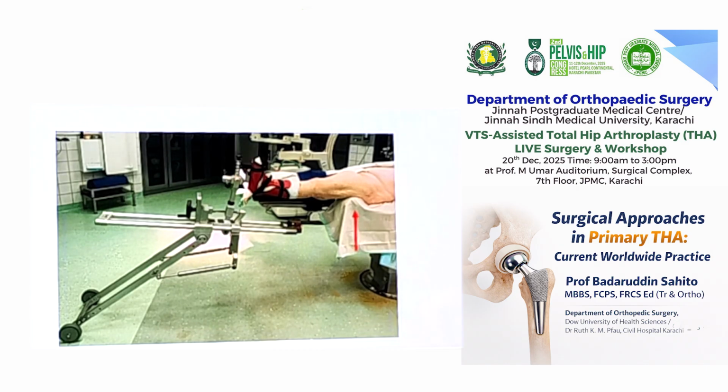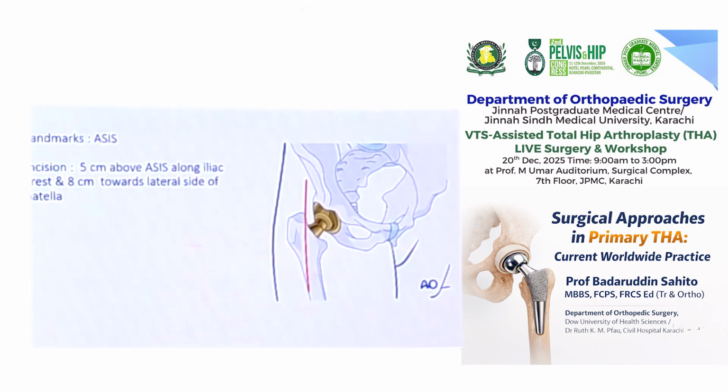So they do it, and it hardly took 40 minutes to do a total hip replacement because no assistant is required. Only the surgeon was there, only one assistant, two people are operating, and they operate within 40-45 minutes on a cemented total hip. So this is how they modified it.